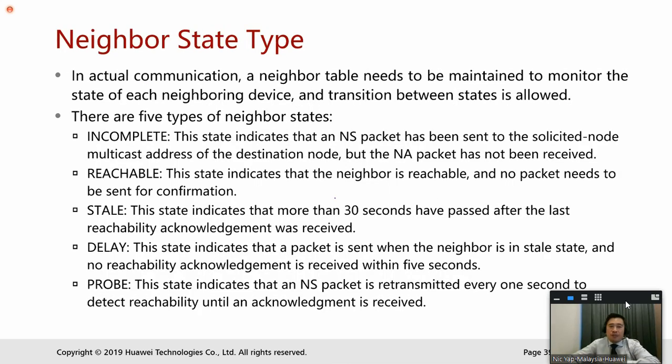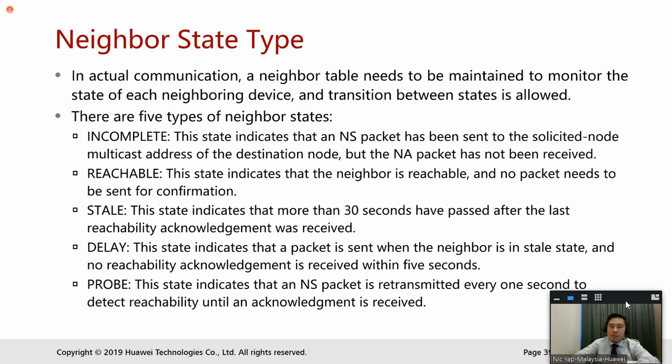In actual communication, a neighbor table needs to be maintained to monitor the state of each neighboring device, and transition between the states is allowed. They need to keep this information to make sure that I can still be reached. If it's not reachable, I need to send the NS and NA again. Therefore, there are 5 types of neighbor state.